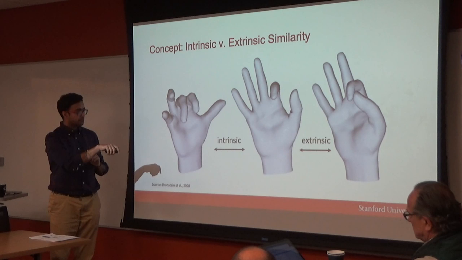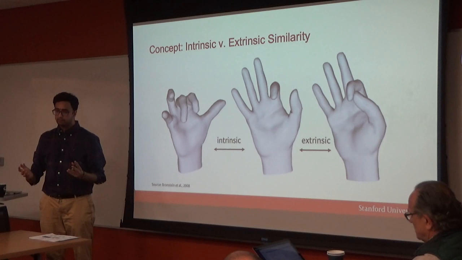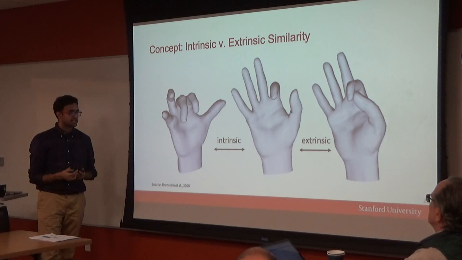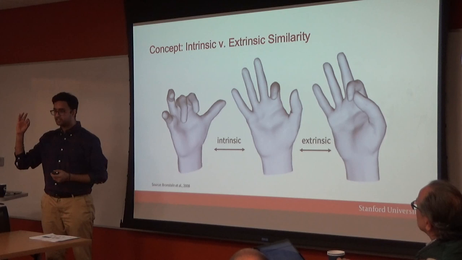Now, in the more global sense, if we didn't have intrinsic similarity between two different shapes, but we had a more global similarity, such as a rigid transformation or a scaling, these shapes are said to be extrinsically similar. For example, in the rightmost shape, the two fingers are touching each other, thereby disturbing the local geometry. Therefore, these are extrinsically similar and not intrinsically similar.